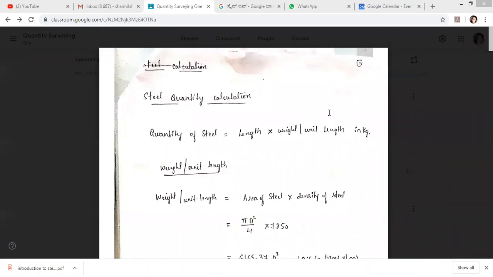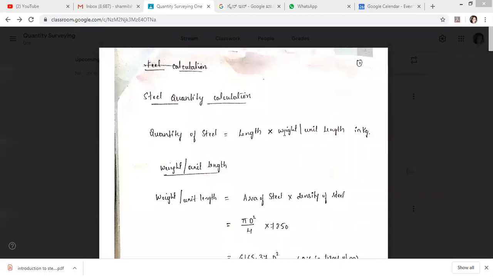Whether it may be brickwork or any RCC work, we used to calculate the quantity of cement, sand and aggregate which is required for a particular work. Now we shall study how to calculate the quantity of steel for a particular work, whether it is a beam, column, or slab. Only these three we have in your syllabus.